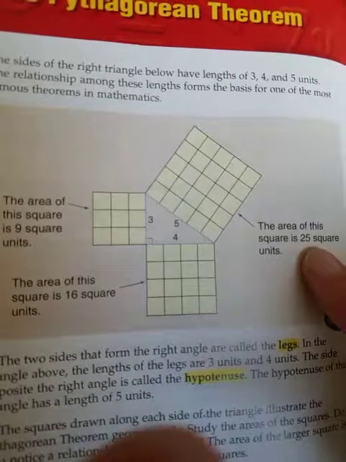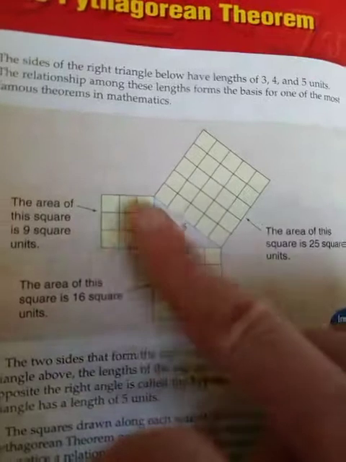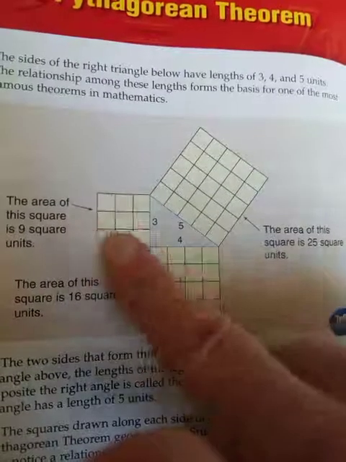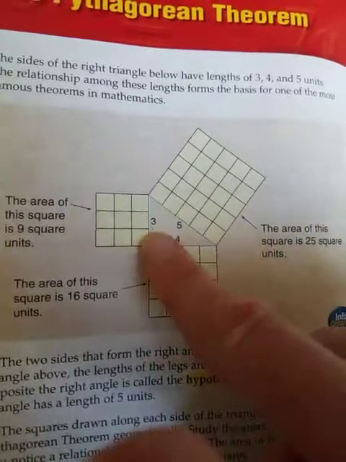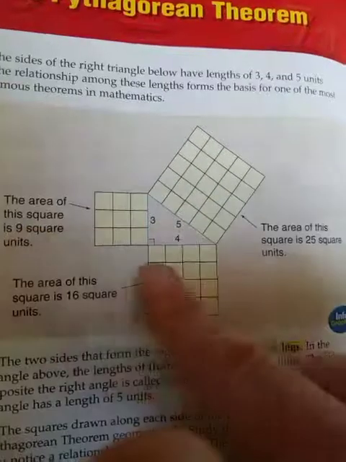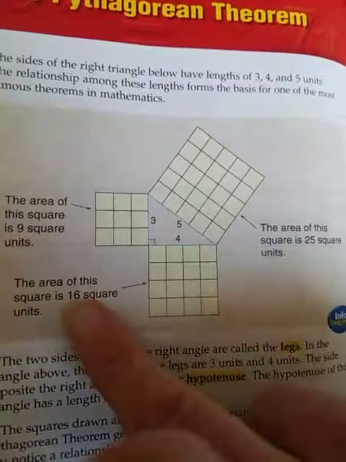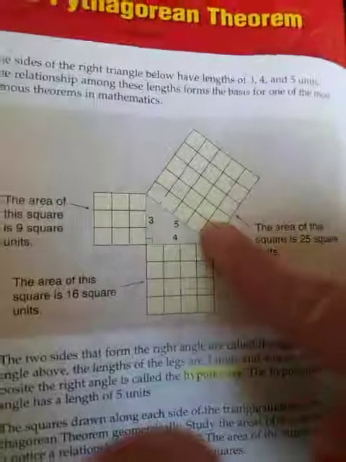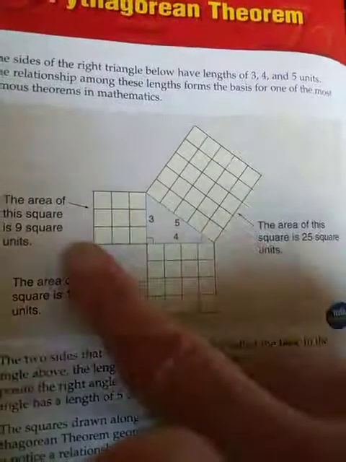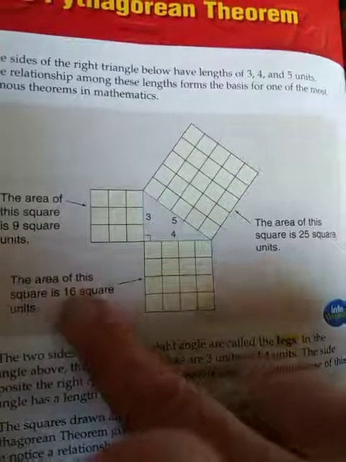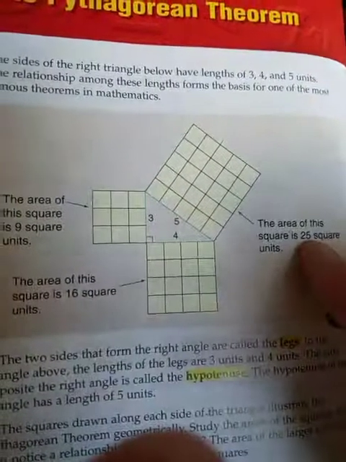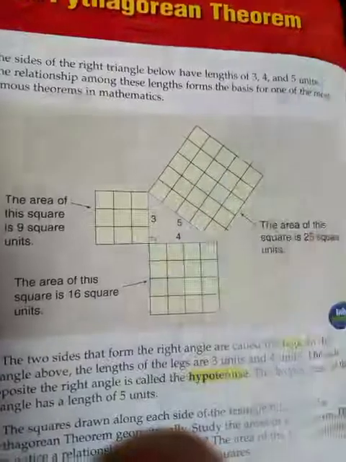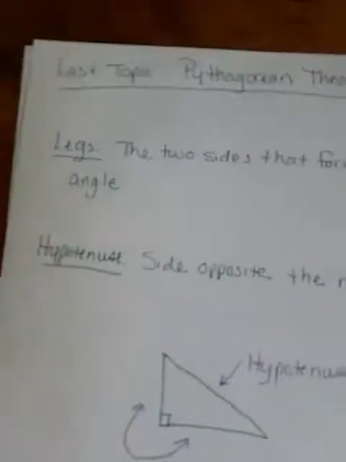For those of us who have never seen this before, the Pythagorean theorem says the first leg squared, which was 9, plus the square of the second, which is 16, equals the square of what we call the hypotenuse. So 9 plus 16 is 25. So there's a visual for you of the Pythagorean theorem, but let's talk about the words that we need to know.